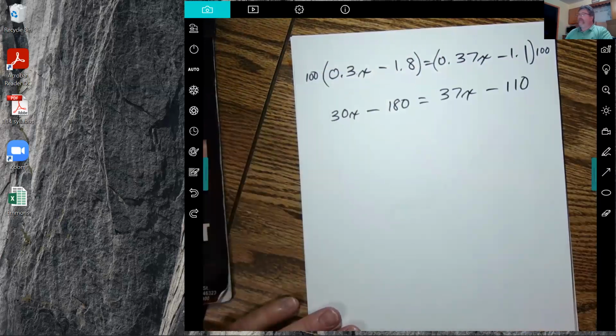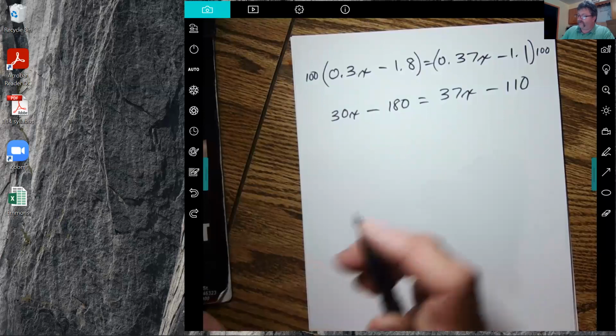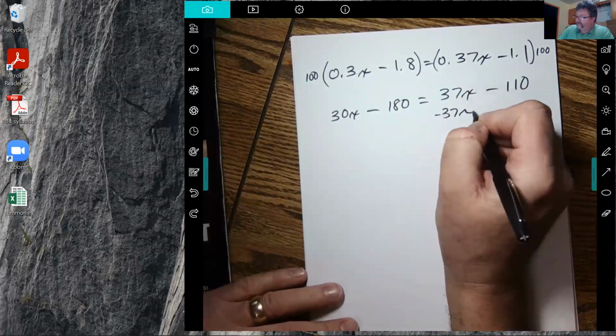The numbers got bigger, but guess what? My decimals are all gone. Now, maybe the answer will still be a decimal, but I don't have to deal with the decimals as I'm moving around here. So some people find that easier.